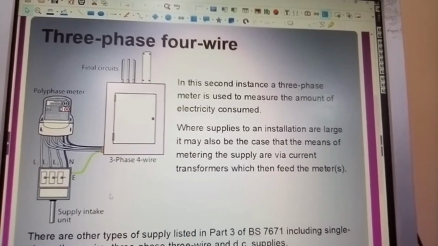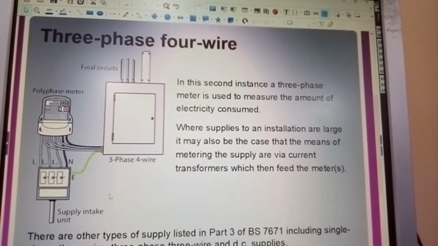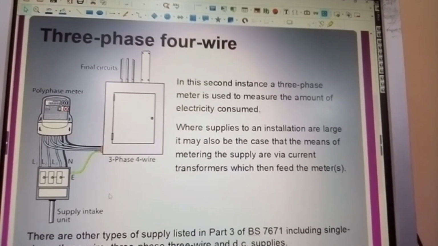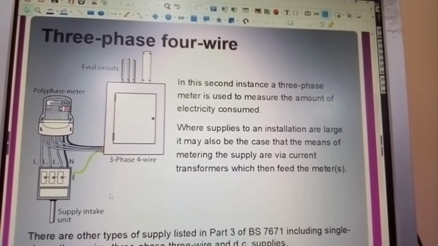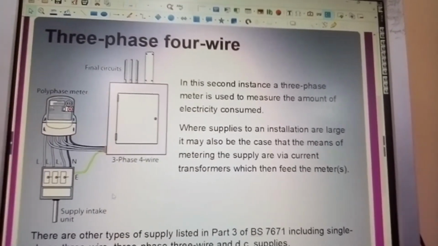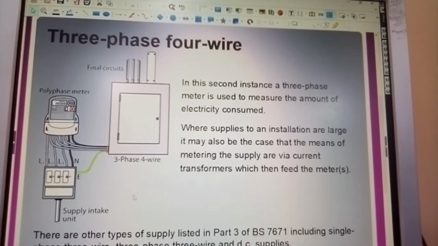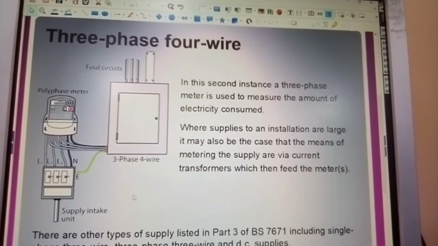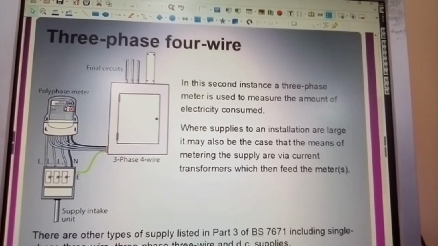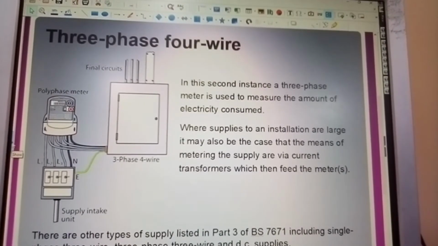There are other types of supply listed in part 3 of BS 7671, including single phase 3-wire, 3-phase 3-wire, and DC supplies. So you'll need to look that up for yourselves and read the information in regards to the IET regs or IEE regs, whichever the case may be, in due course.